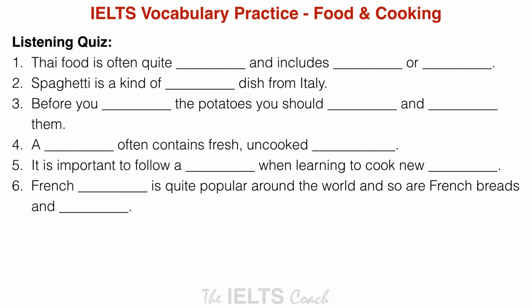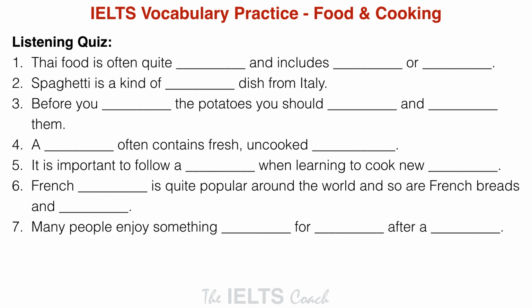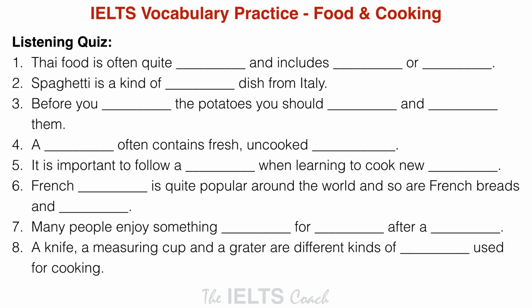Number 6. French cuisine is quite popular around the world, and so are French breads and pastries. Number 7. Many people enjoy something sweet for dessert after a meal. Number 8. A knife, a measuring cup, and a grater are different kinds of utensils used for cooking.